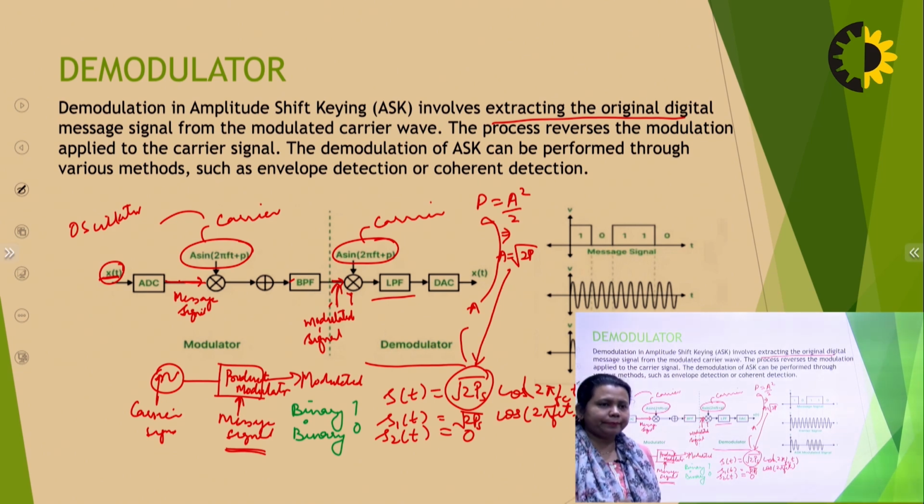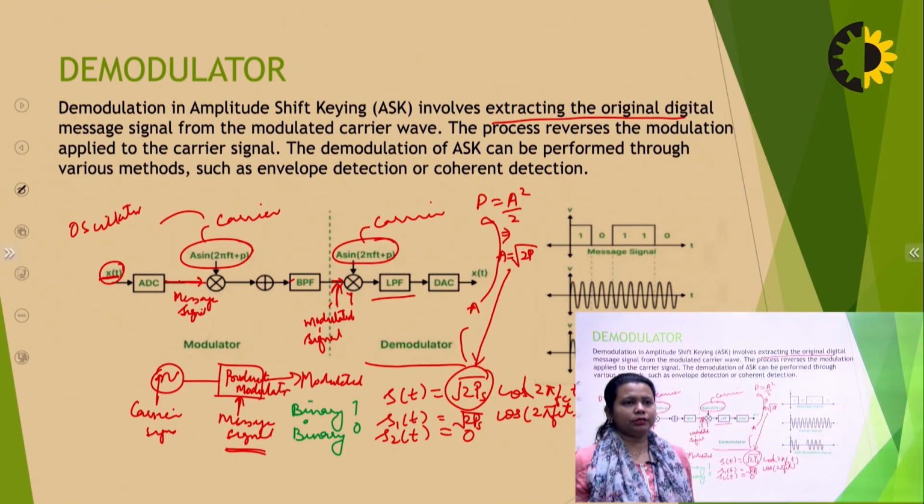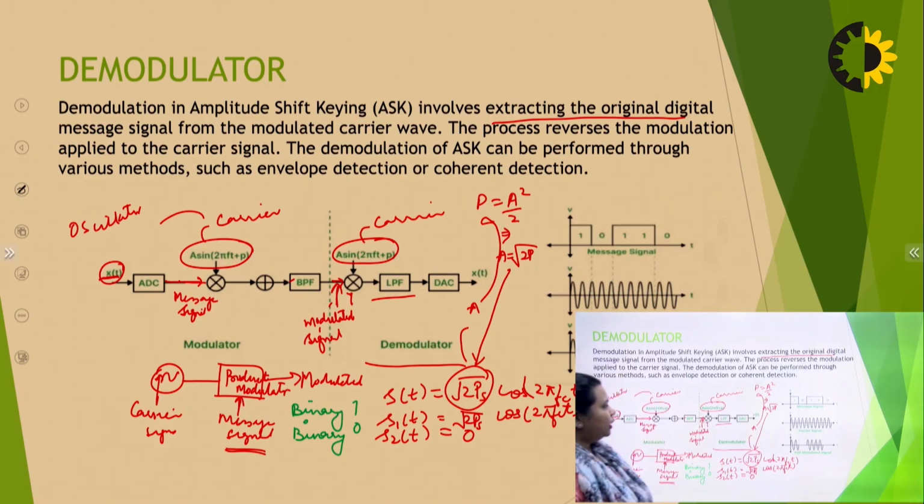So this is about modulator and demodulator. You can make a simple modulator, a product modulator, and you can show it like this, and then you have a demodulator part. The main thing you should remember is that we are using LPF in the demodulation section. Why? Because our message signal is a low frequency signal, so we need a low frequency output. So we are taking LPF, and this is about modulator and demodulator.